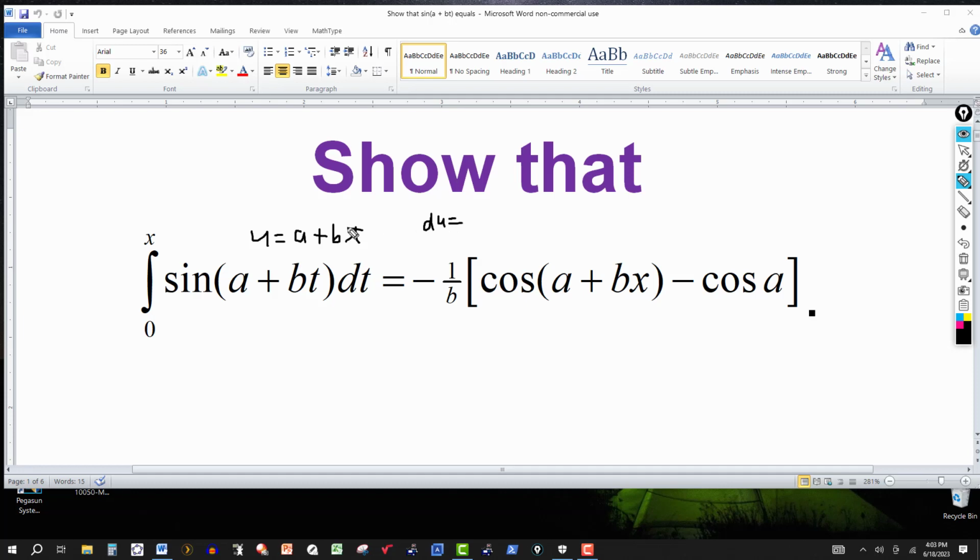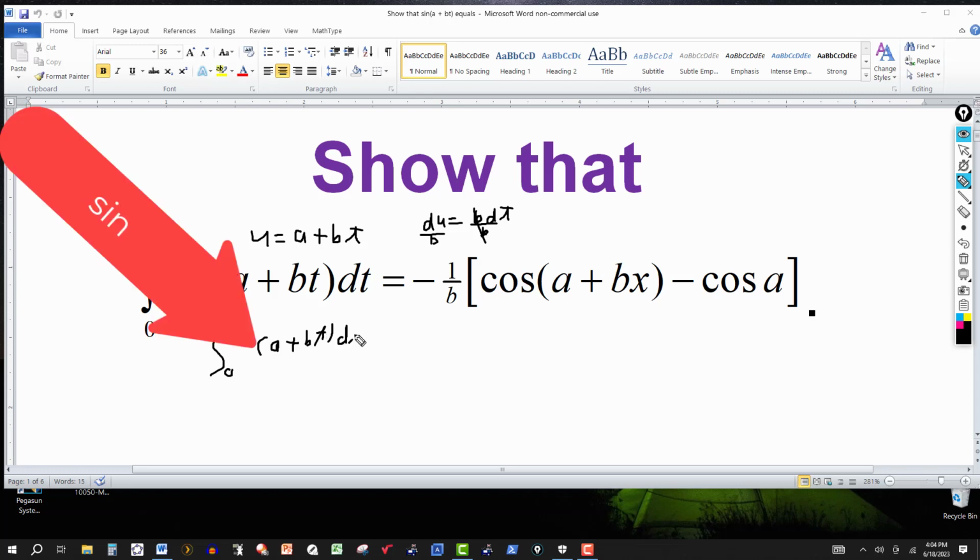then would equal the derivative of the right side with respect to t, which would just give me b dt. Divide both sides by b. So dt would equal du over b. Or you can do it without actually going through those steps. I can just go ahead and say, okay, this is going to give me the integral from 0 to x of sine of a plus bt dt. And then just proceed.